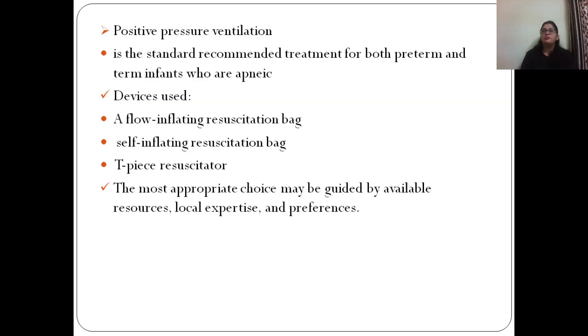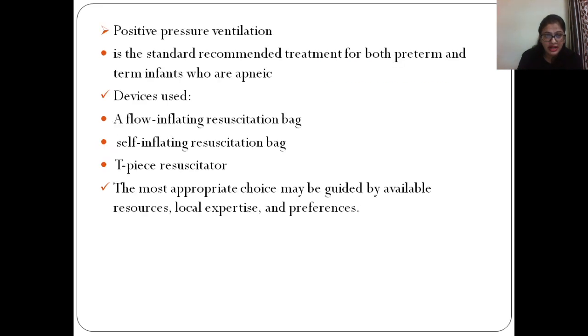So now we come on to positive pressure ventilation. This is the standard recommended treatment for both preterms and term infants who are apneic, or if their heart rate is less than 100 per minute. Now the devices that can be used for positive pressure ventilation are a flow inflating resuscitation bag, a self-inflating resuscitation bag, and a T-piece resuscitator. All these three can be used, but the choice depends upon the available resources, the local expertise and preferences.